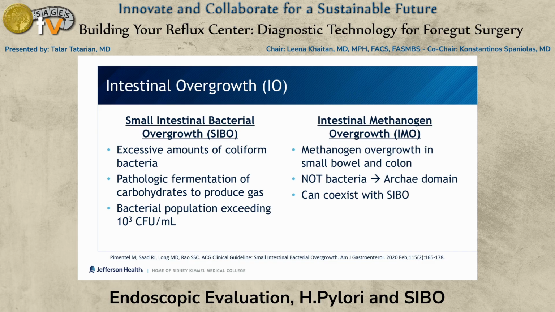there is a second subtype of it, intestinal methanogen overgrowth, IMO. So with SIBO, it's excessive amounts of usually gram-negative bacteria that are found in the small intestine, which then leads to pathologic fermentation of carbs to then produce gas, which causes IBS-like symptoms, particularly bloating. The guidelines on it are a little bit mixed, but the generally accepted consensus is bacterial population over 1,000 colony-forming units per ml. For IMO, it's more of a methanogen overgrowth that occurs in both the small bowel and the colon, and this comes from the archaea domain. It's not a bacteria, and these two can coexist with one another.